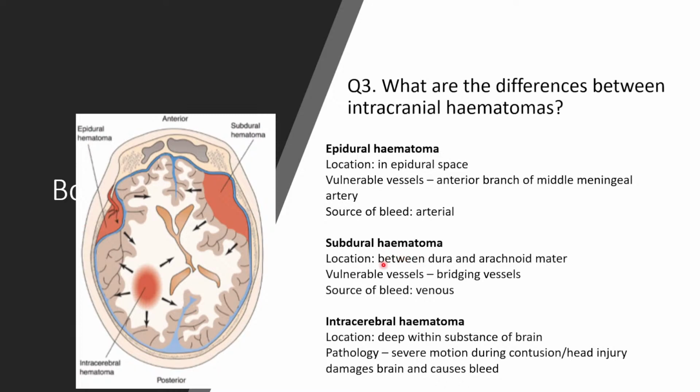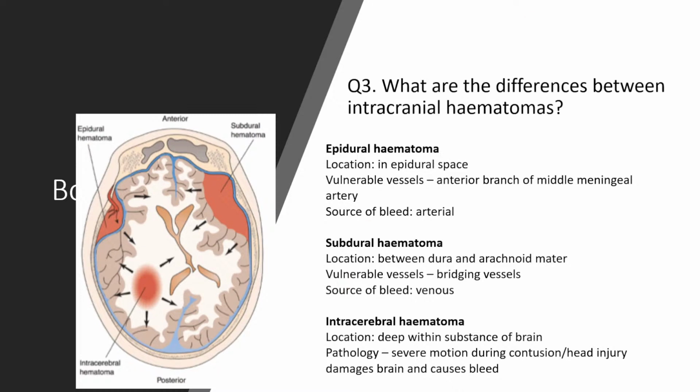The second one is the subdural hematoma, and that's between the dura and the arachnoid mater. Vulnerable vessels are bridging vessels, usually veins, and the bridging veins become stretched or sheared. The most common scenario is an elderly person who drinks, they've fallen, and this slowly expands, because it's a venous bleed.